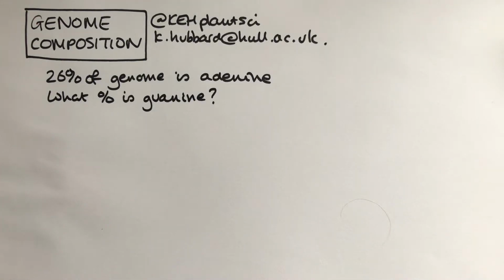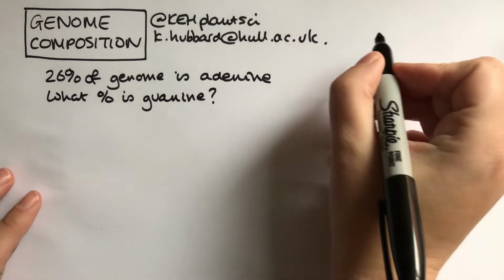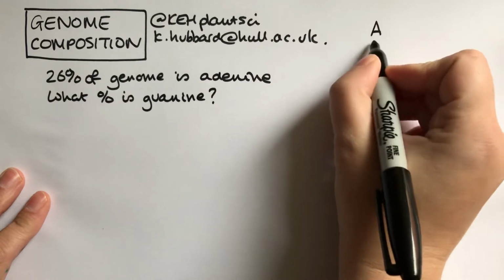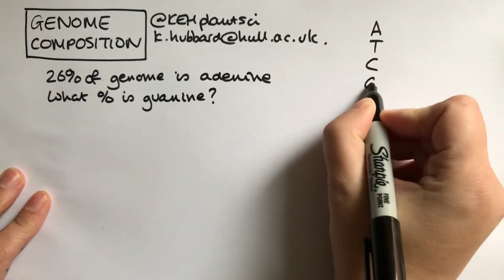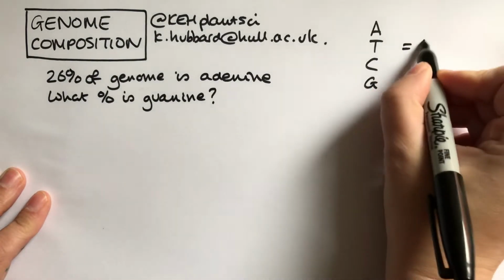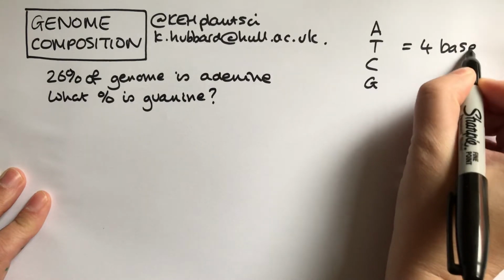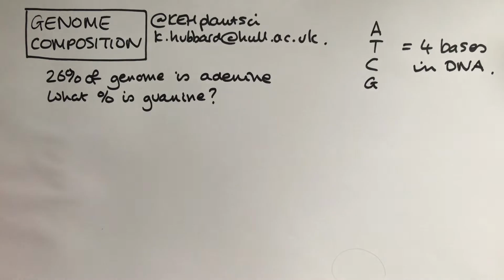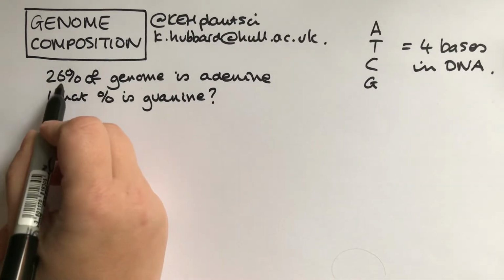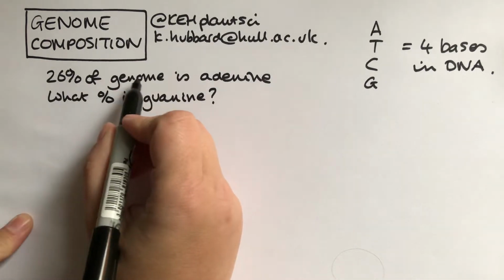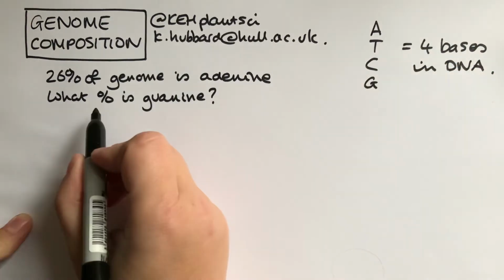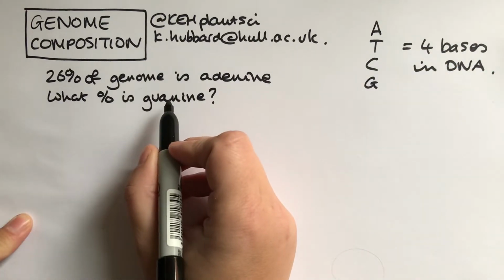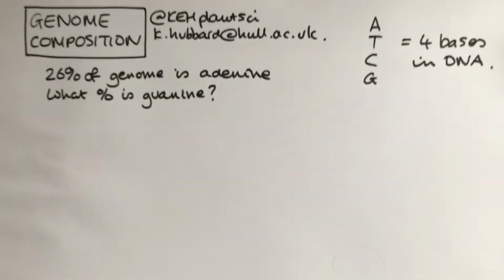So this is just a little video about how you can calculate genome composition. We know in the genome that we obviously have the bases A, T, C and G, our 4 bases in DNA. The question that we've been set here is: 26% of the genome is adenine, so it's A. What percentage is guanine?